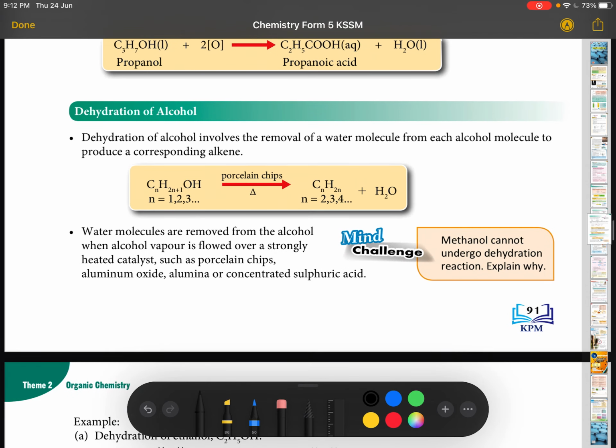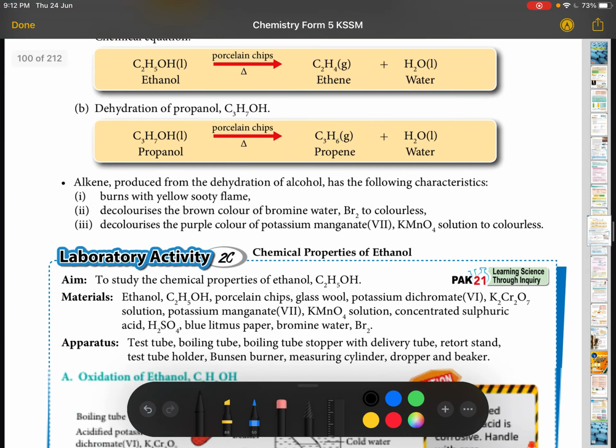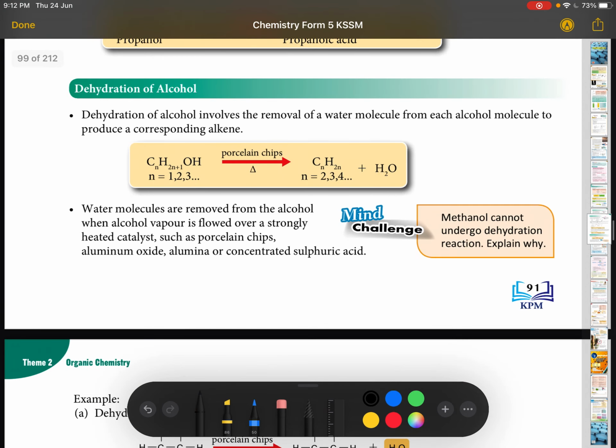The other reaction is dehydration of alcohol. I think this is the reflux one. Wait, no, I think it's the esterification one. I forgot which one it was. Again, I'll just look at it again later.